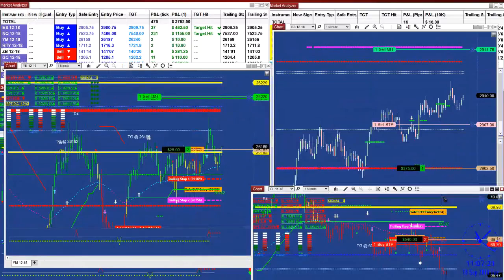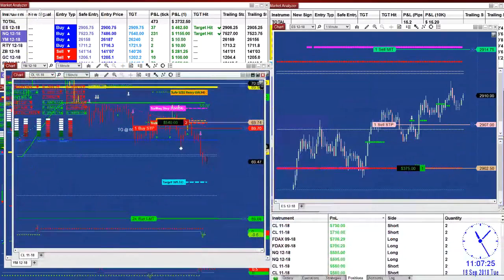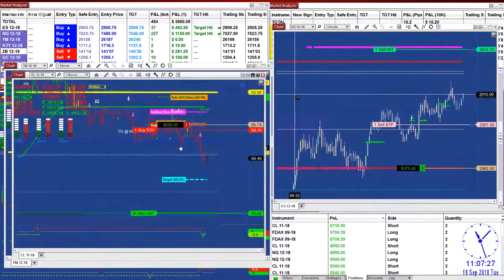So keep your hands on the mouse. Be a little bit light-handed with it. For the CL traders, we'll see how we're going to manage out of that trade.